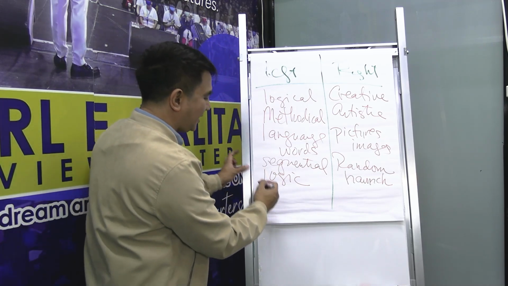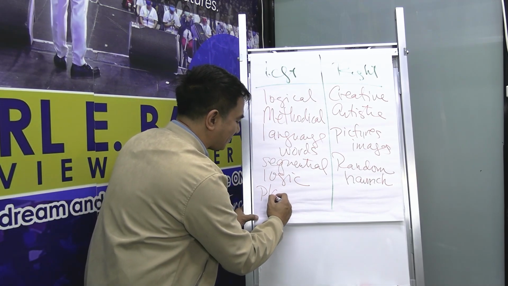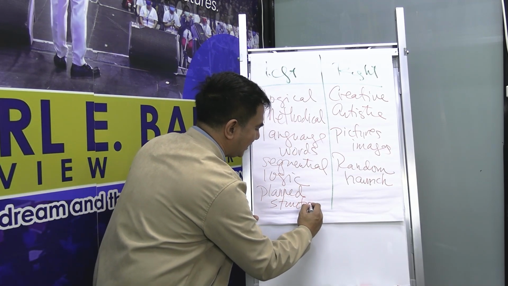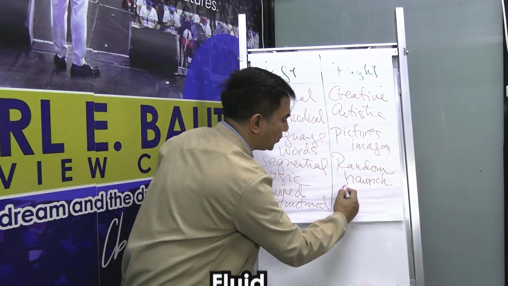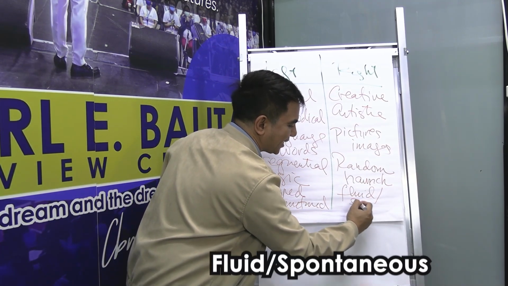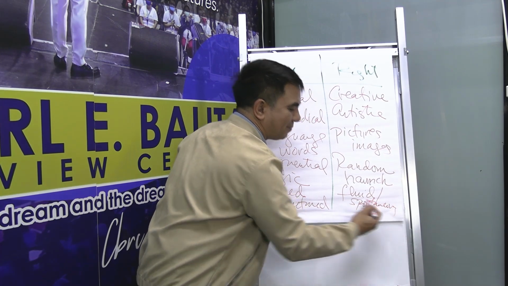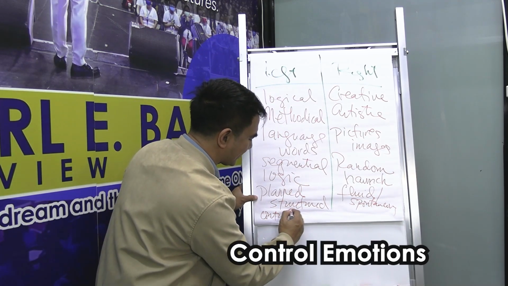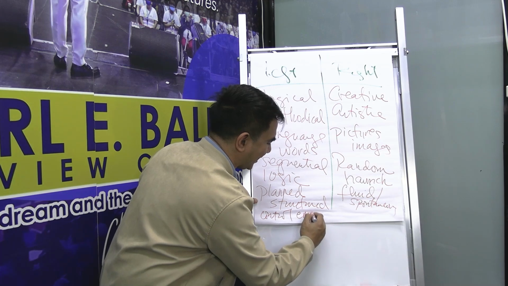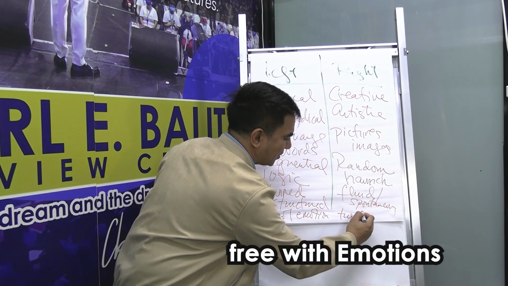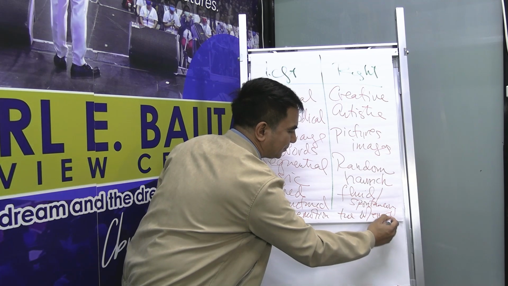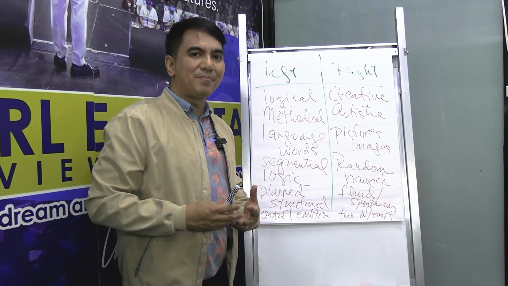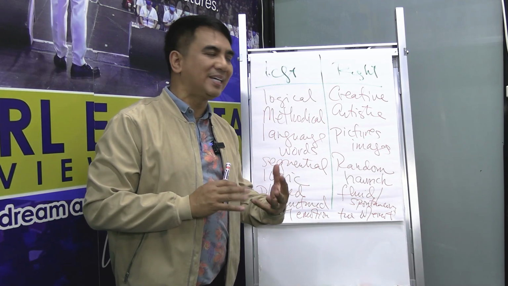Of course, the left brain is a disciplined side of the brain because it is planned. It is actually structured, while the right brain is more fluid. It's more spontaneous. And what we have to remember about the right brain and the left brain is that the left brain is trying to control emotions. However, the right brain is free with emotions.